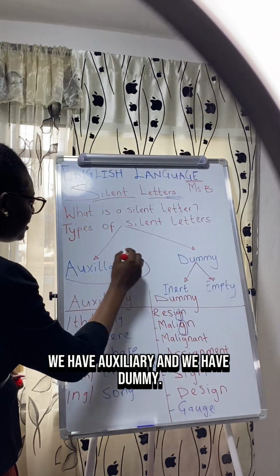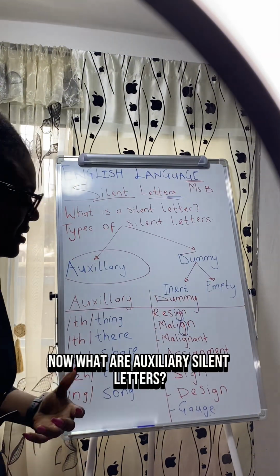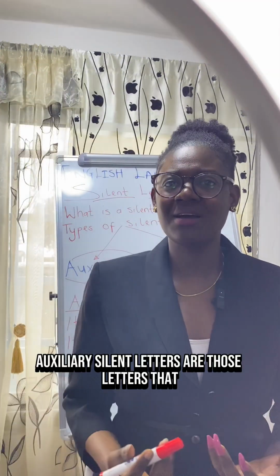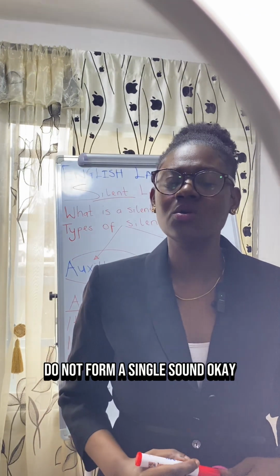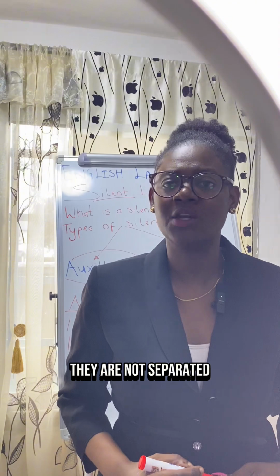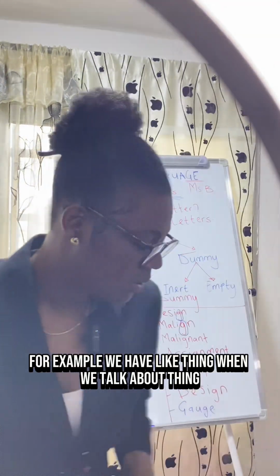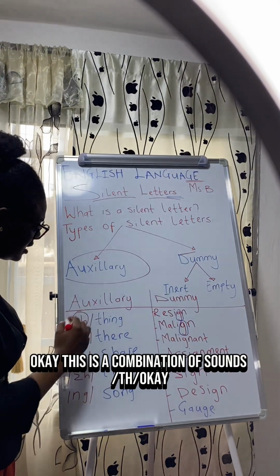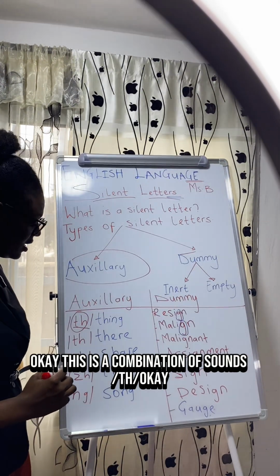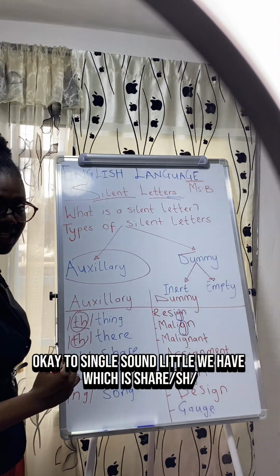We have auxiliary and we have dummy. Now, what are auxiliary silent letters? Auxiliary silent letters are those letters that do not form a single sound. They are not separated. For example, we have thing. When we talk about thing, this is a combination of sounds. We have th, which is a single sound.